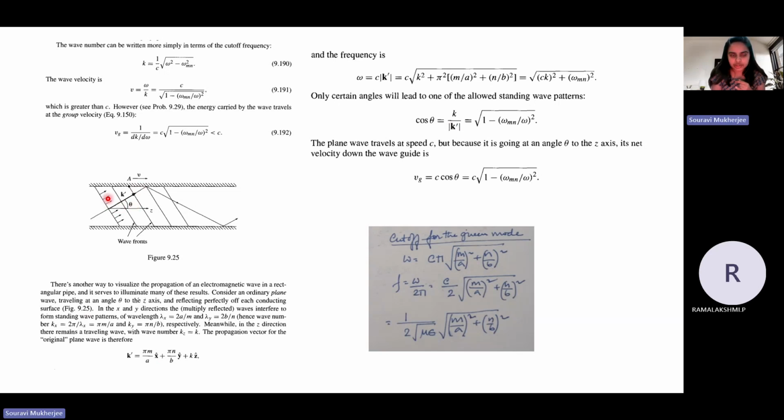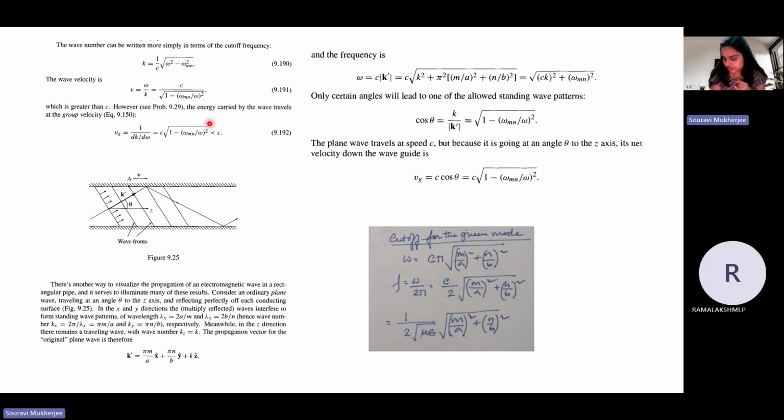So if you take this as your right angle triangle, this is your kz component, which is given as k, and then you have the net magnitude, which is given as the magnitude of k prime. So from here you get an expression of cos theta, right? So while your wave is propagating, if you want to find the net velocity along the waveguide, that would be along z. So you have to take a cos theta component. So if you take c cos theta, that would again give you the same expression of group velocity as you had found here.